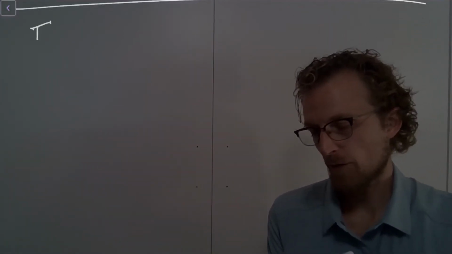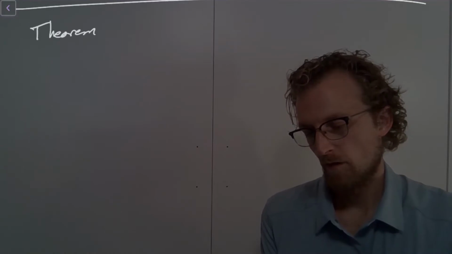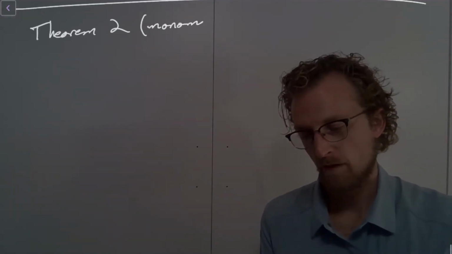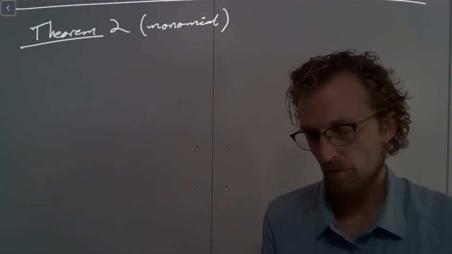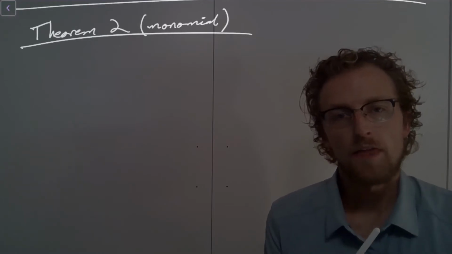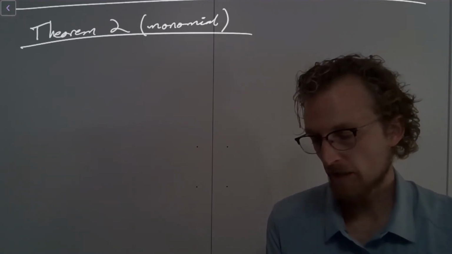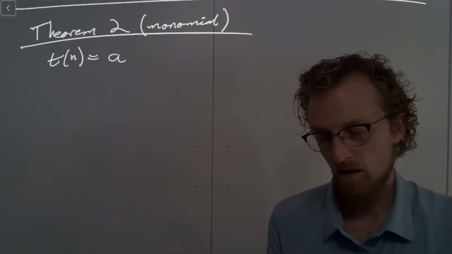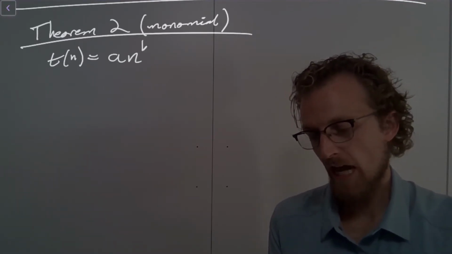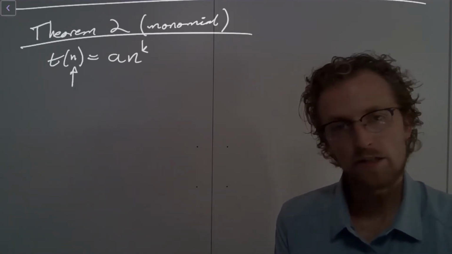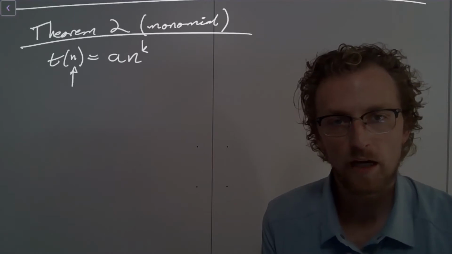Let me give you another property of big O. So this is theorem 2, and I'll call this the monomial theorem. Okay, theorem 2 goes like this. Suppose that I've got a function that is a monomial. This means T of n equals some constant a times n to the k. So it is the argument, n, raised to the kth power multiplied by a constant.